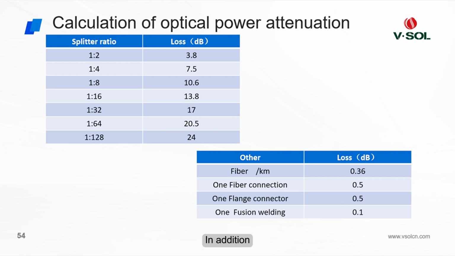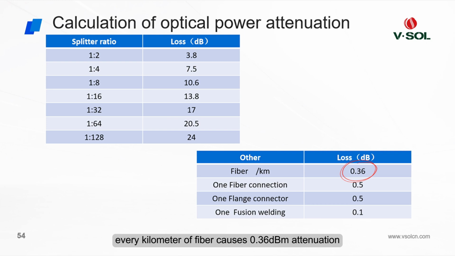In addition, some devices will cause line optical attenuation. For example, every kilometer of fiber causes 0.36 dBm attenuation. Fusion connection and flange connector, and so on.